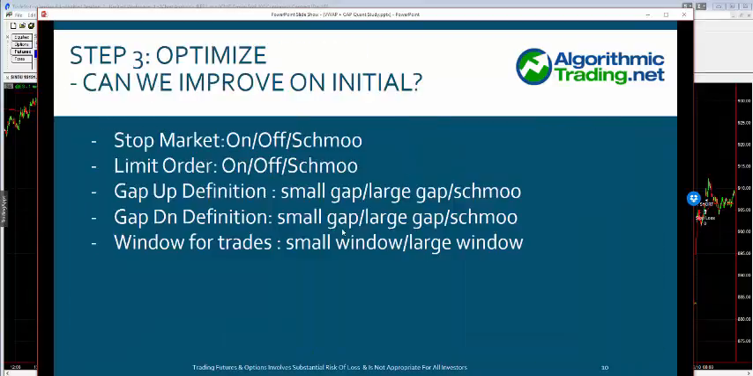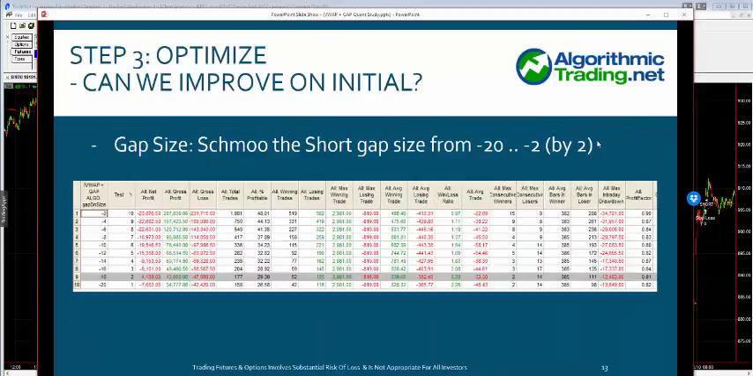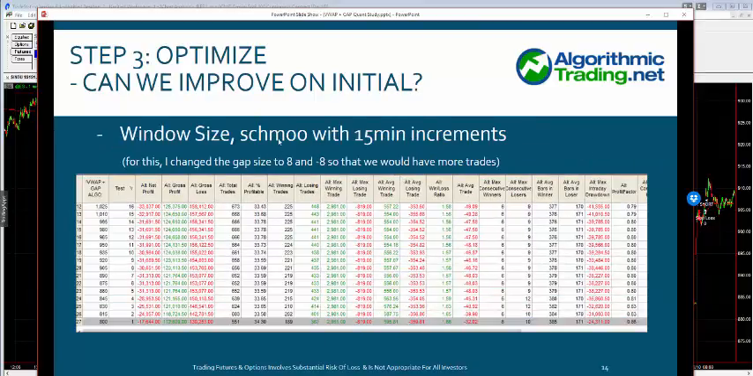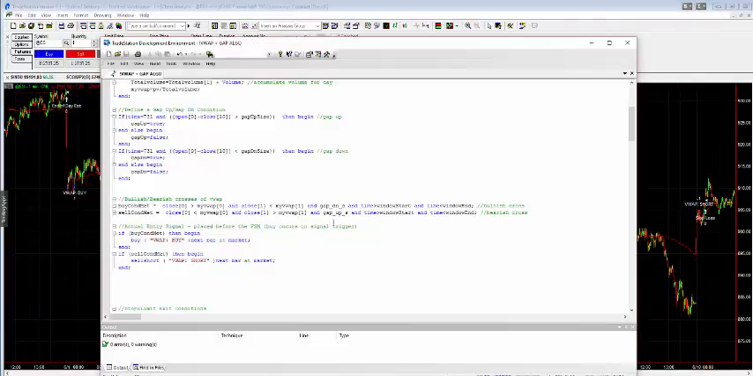But if I go back to this window, here we go, the window size. Let me show you the code, because all it's doing is we have a window start, so we want the time to be bigger than the window start and less than the window end.